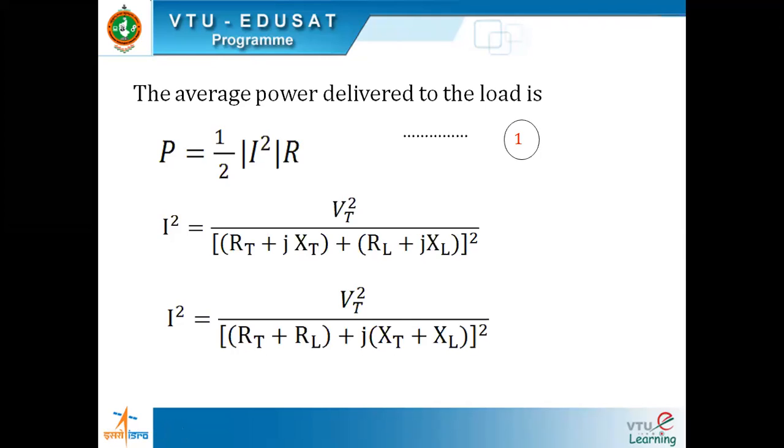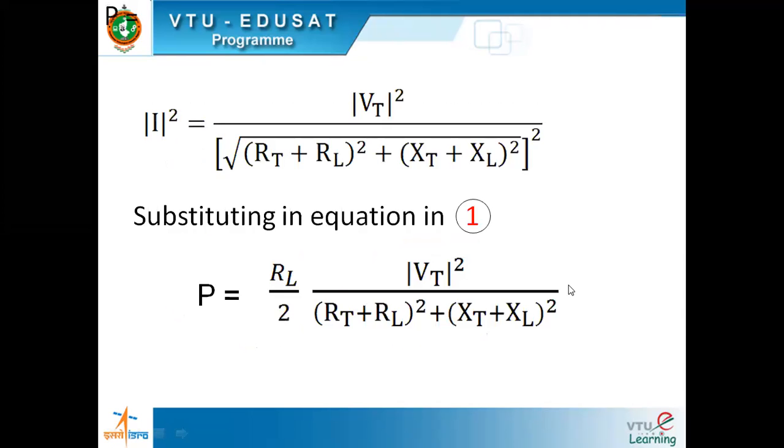What is a plus jb? A plus jb is the imaginary number. How to take the magnitude of a plus jb? Magnitude of a plus jb is square root of a square plus b square. So if you want to take the magnitude of I squared, what will you do? You will do this. See, it is in a square plus b square form.